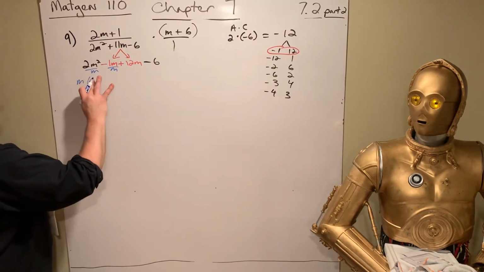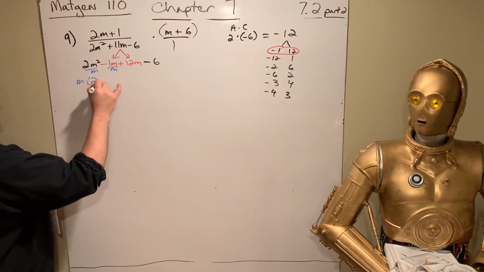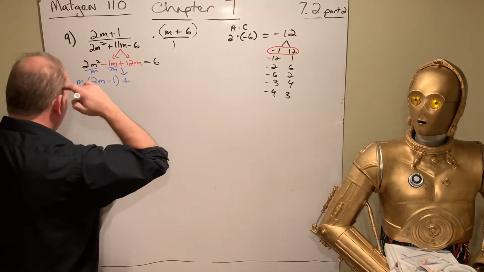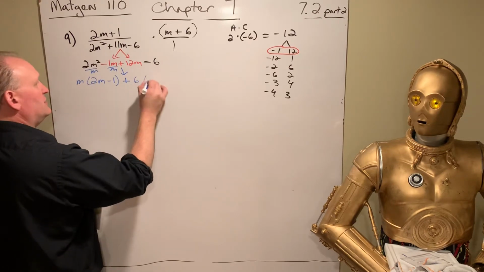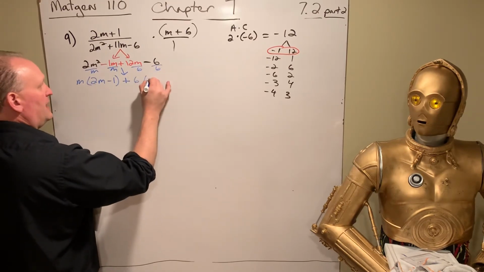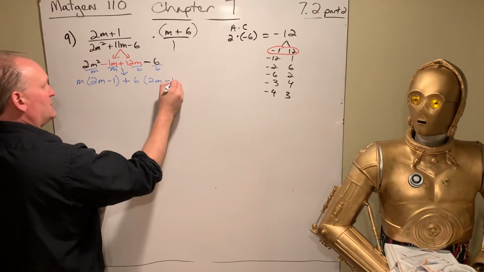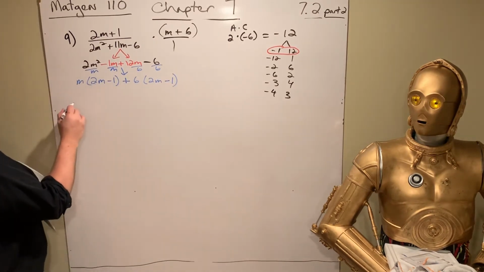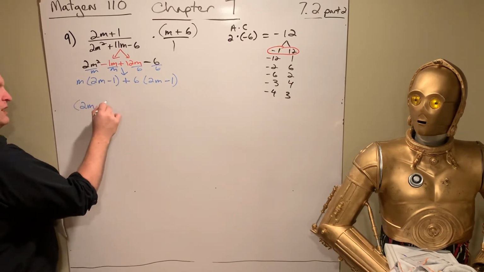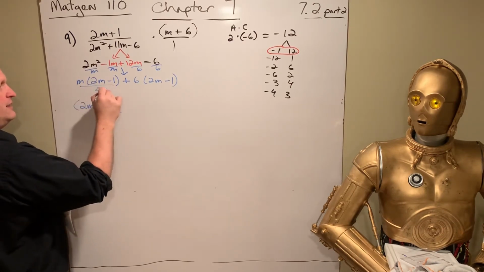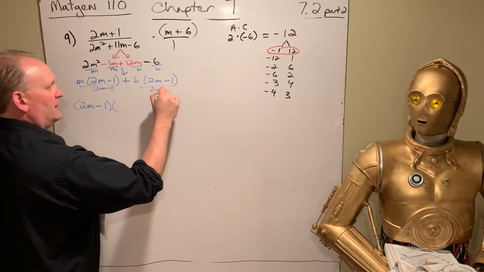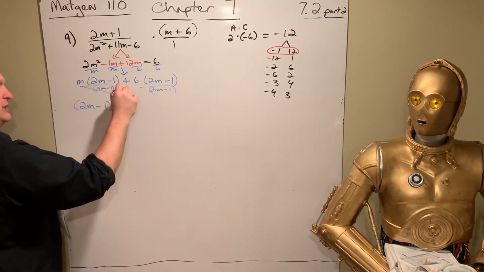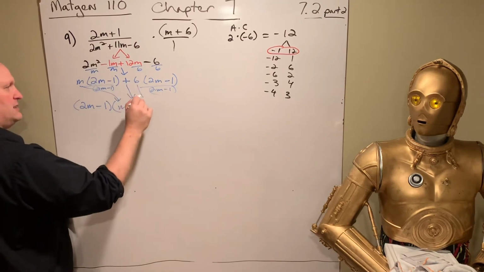So we have 2m minus 1 left, plus is still there, and we can factor a 6 out of the second two, and that's 2m minus 1. And now look, we have 2m minus 1 and 2m minus 1, so we can factor that out. 2m minus 1, and we're left with m plus 6.